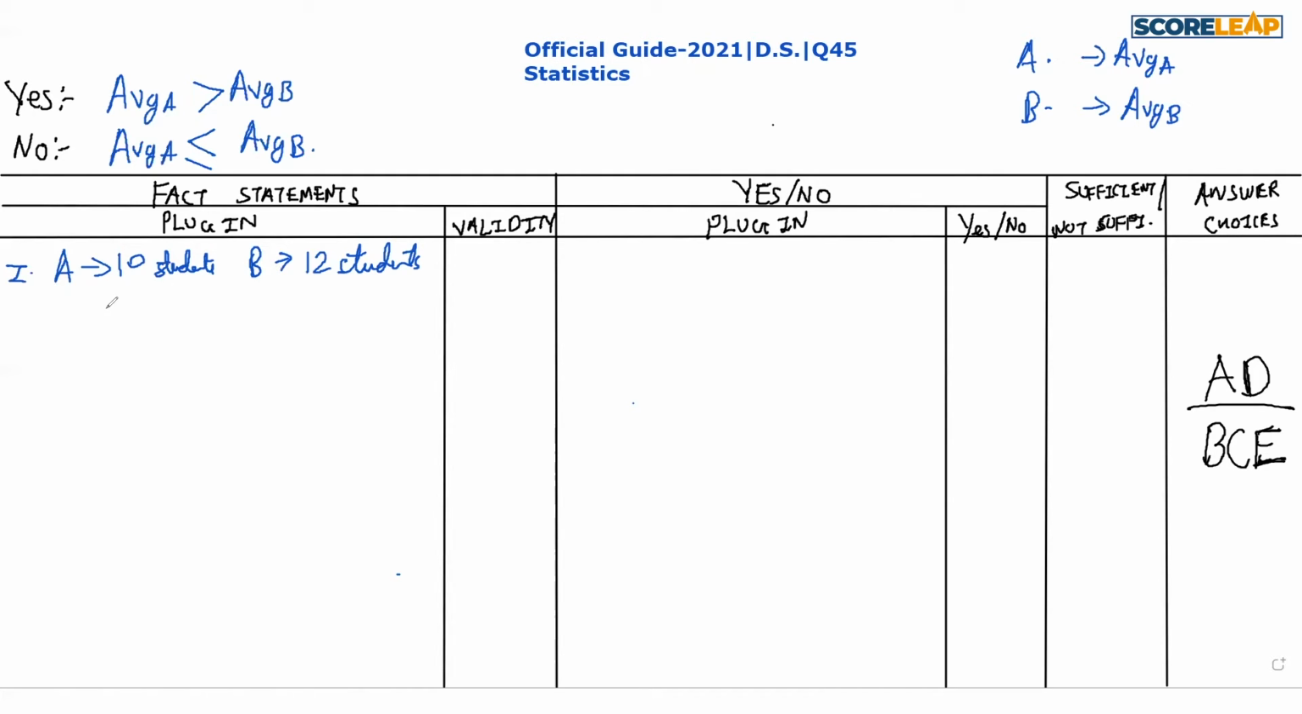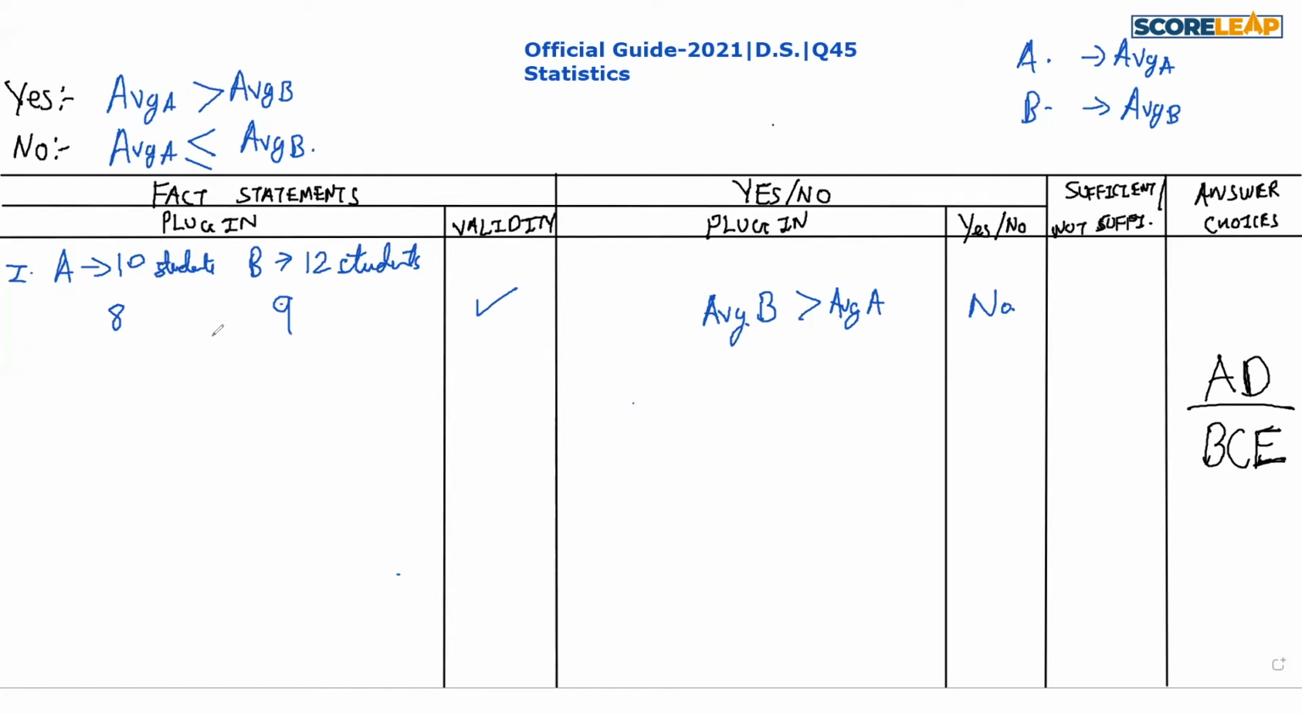Let us take the score of all the students as out of 10. Let all of the students of group A score 8, and let all of the students of group B score 9. Validity check, then yes, it is possible, right? So here the average of group B will be greater than the average of group A, definitely, because it will be 9 and 8. So I get a no over here.